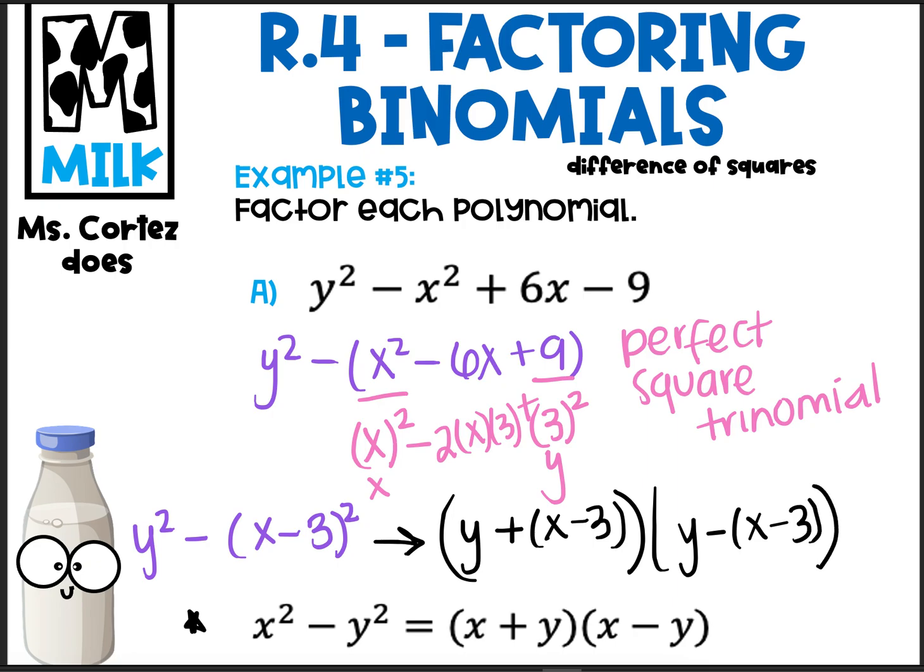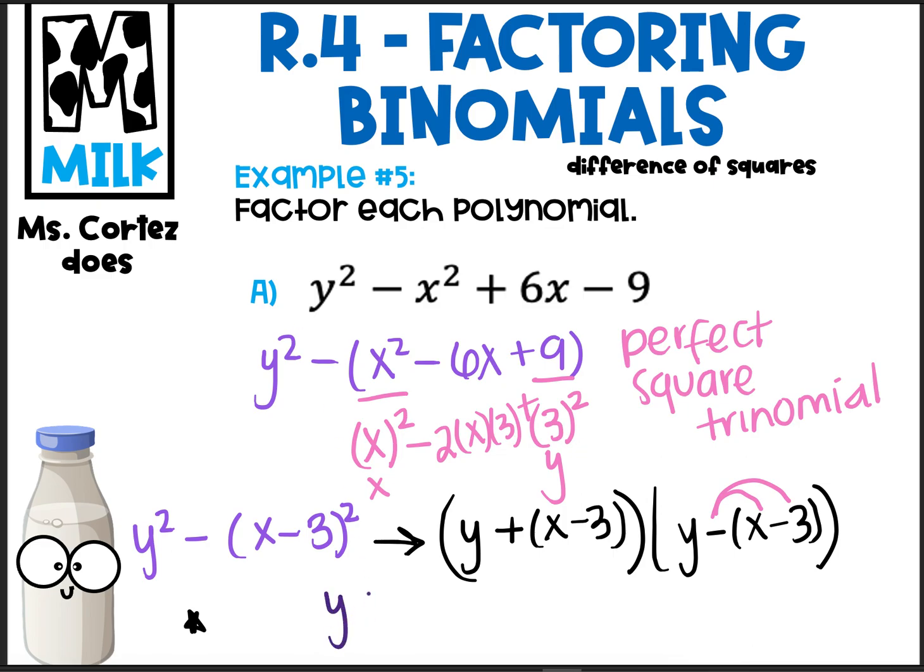From this point on, it's a matter of distributing this negative sign, and I got my answer. This polynomial right here, the original one, is going to be factored as y plus x minus 3 times y minus x plus 3.